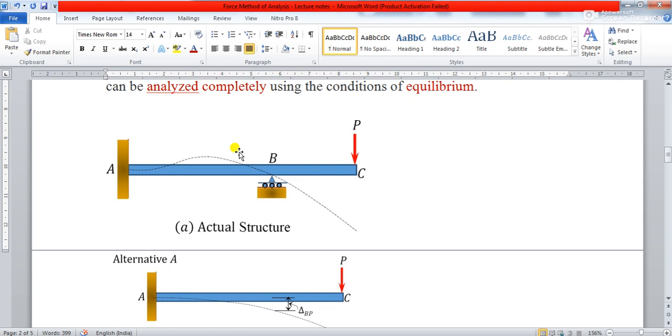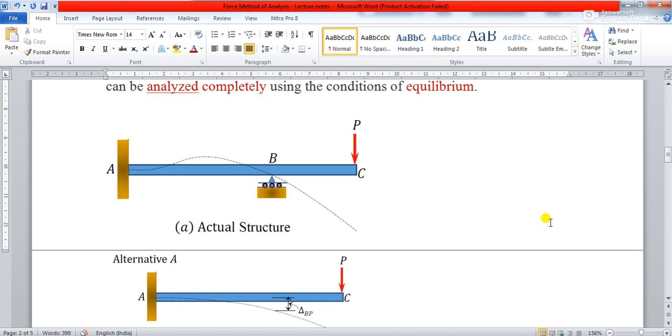What are the supports given in this beam? Just concentrate on this actual structure. Roller support is at which point? B point. Is there any other support? A point. A is which kind of support? Fixed support. Absolutely correct. And what is the load acting on the structure? P. Which kind of load is that P?